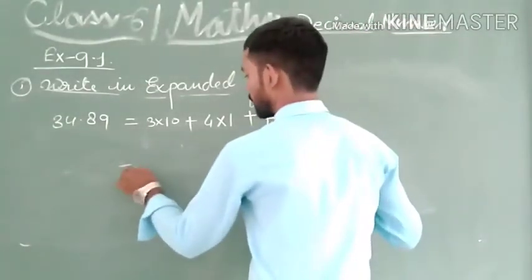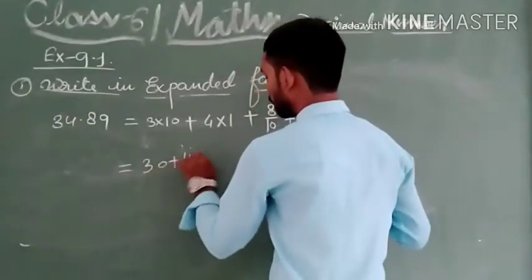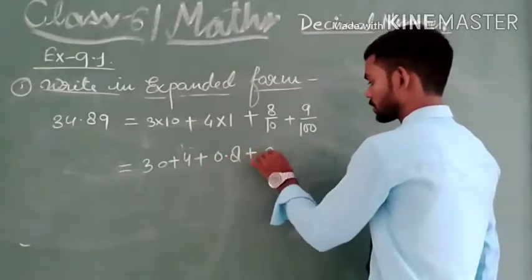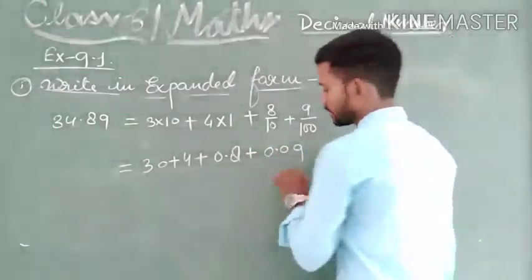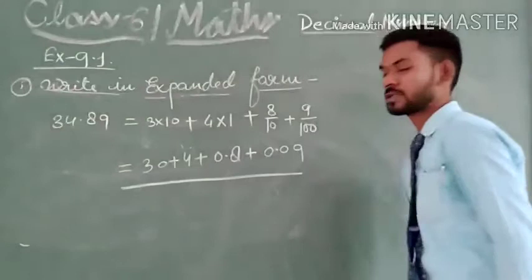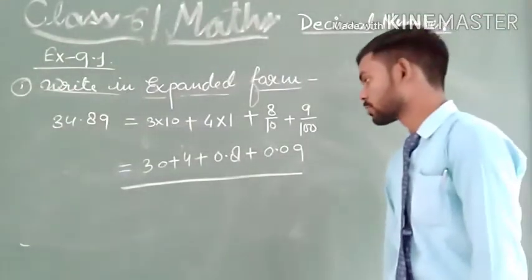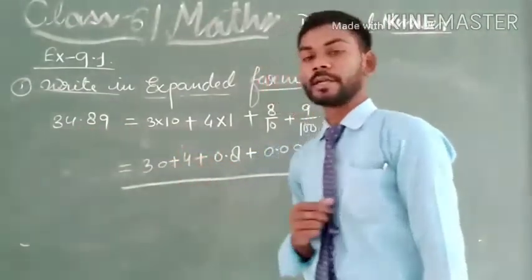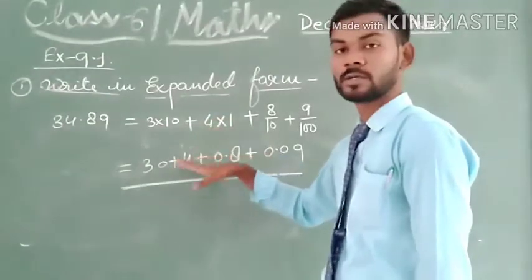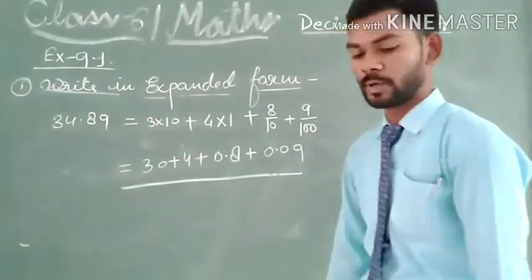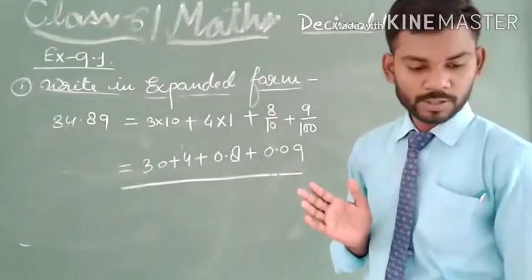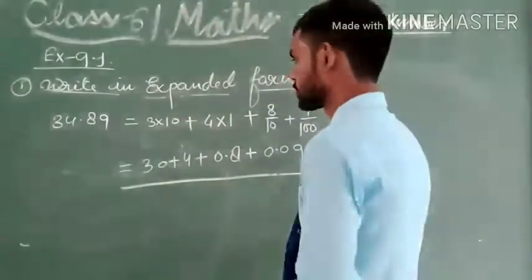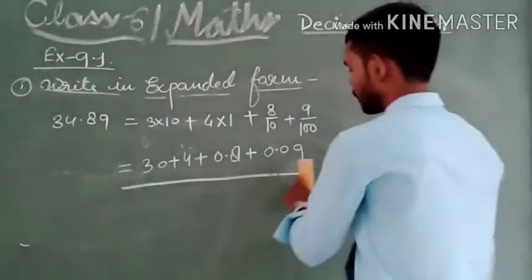Now it can also be written as 30 plus 4 plus 0.8 plus 0.09. So in this way, 30 plus 4 plus 0.8 plus 0.09 is the expanded form of 34.89. So in this way we can convert the short form into the longer form. Okay students, so I hope it is clear to everyone. Now let's see one more question on the same, then we shall move further.